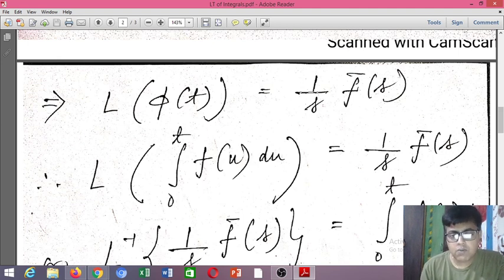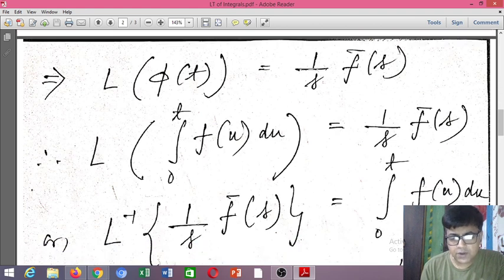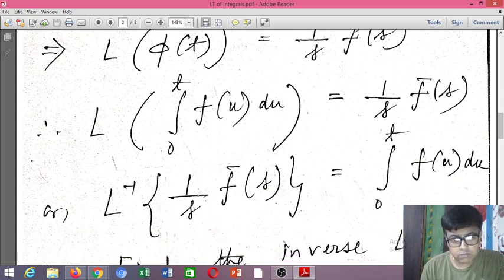So the Laplace transform of the integral 0 to t f u du is nothing but 1 by s into f bar s. So that is obtained. If you take the inverse, then you can use it that way also: L inverse of f bar s by s is the value of this definite integral 0 to t f u du. A very important property in the Laplace transform of integral. I hope you have understood it.